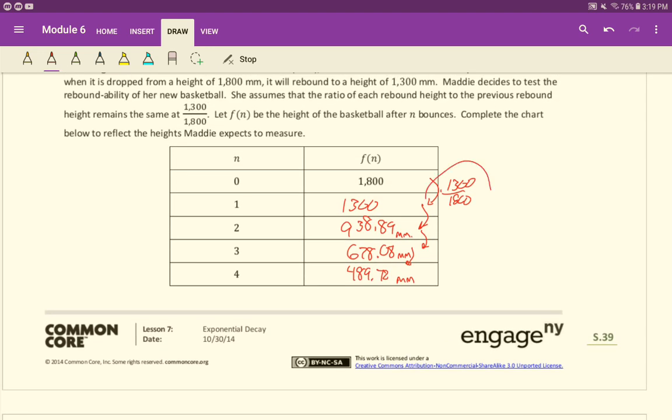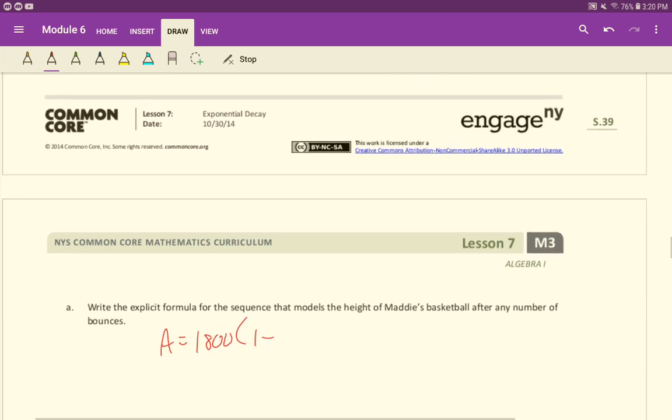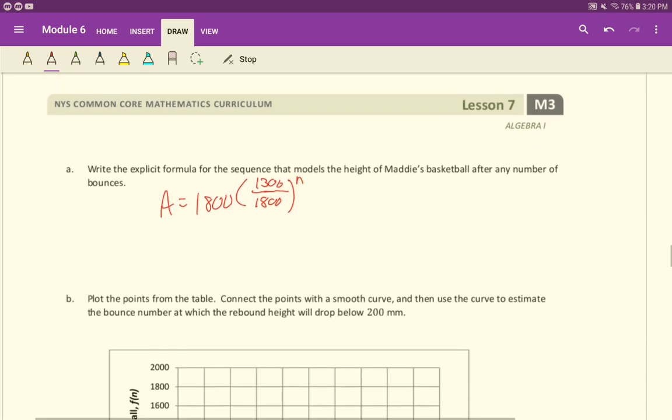Well, here we're multiplying by this every time. We're not given a percent change here, right? We just have this ratio. But remember, this is what we actually multiplied by every time here. So we're not going to need to worry about this 1 minus stuff. We already know the exact number that we're multiplying by every time. It's 1,300 over 1,800, which if you want to, you can simplify to just be 13 over 18. It's really your choice there. And of course, then to the t, or the n, if you want to say the number of times it bounces or anything like that.